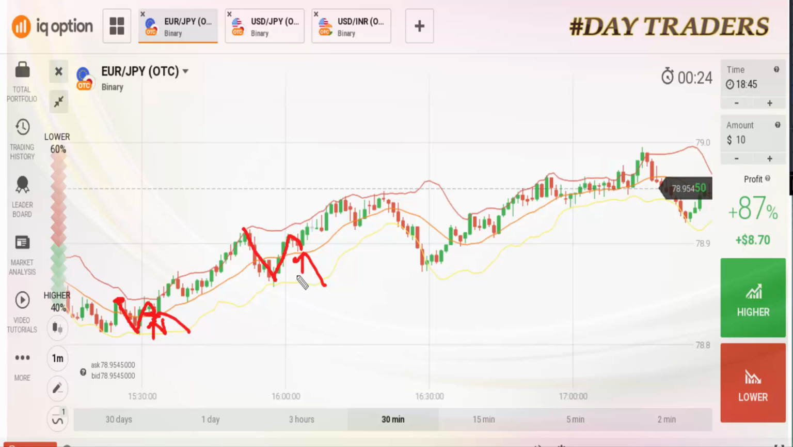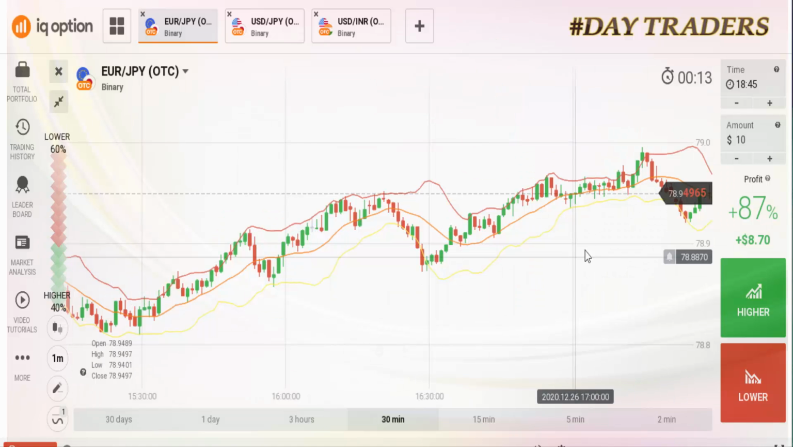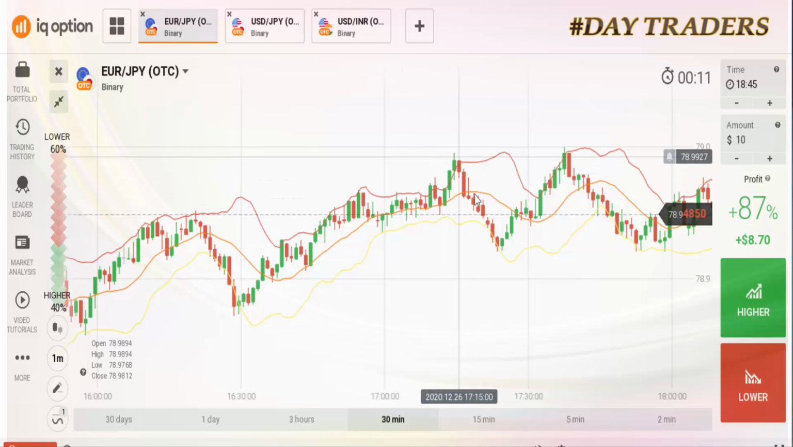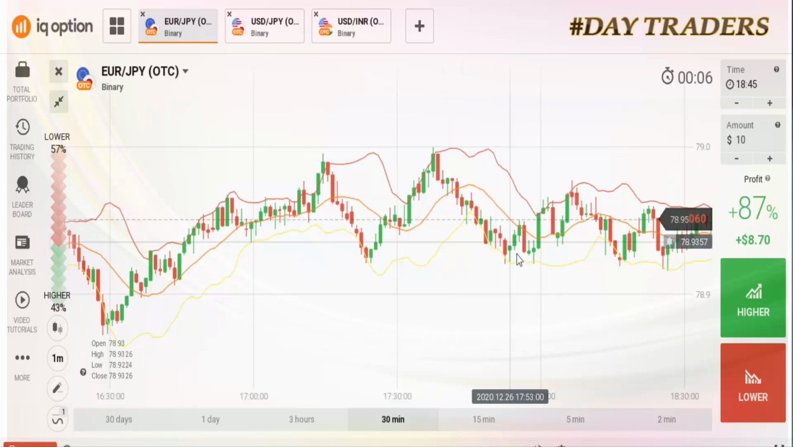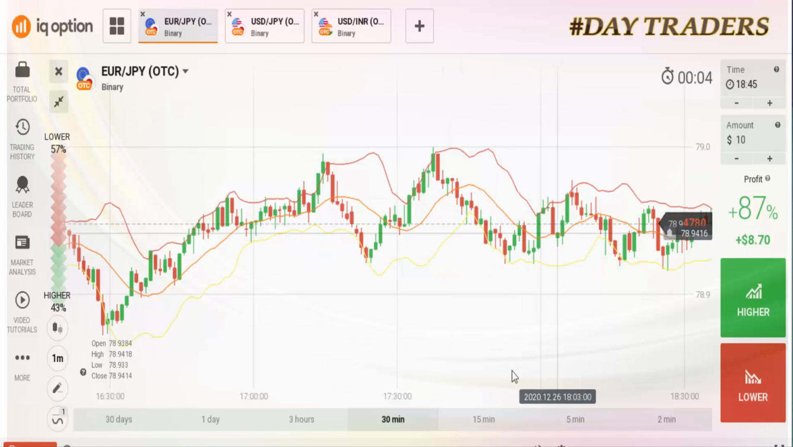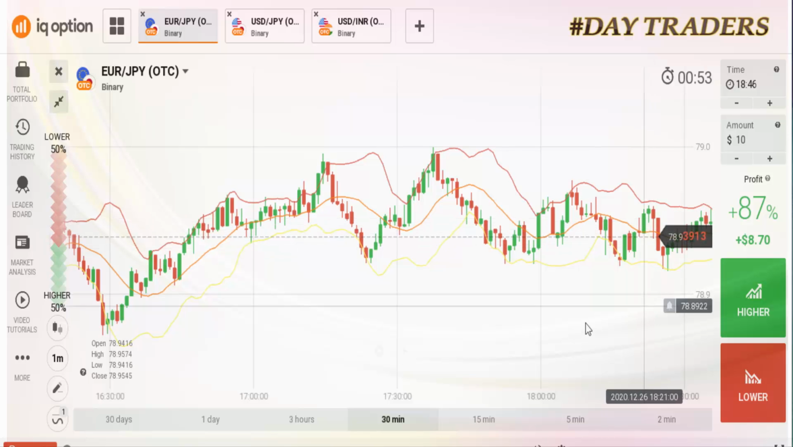Okay, how many trades did I explain to you? 6 trades: 1, 2 and 3. Let's see, you can see this is a 4 and going down, this is a 5. Okay, this is a breakout. A touch and rejection, this is a touch and rejection, but there is a long wick. Okay, closing point at the level, you can try to place a higher option. This is a breakout.